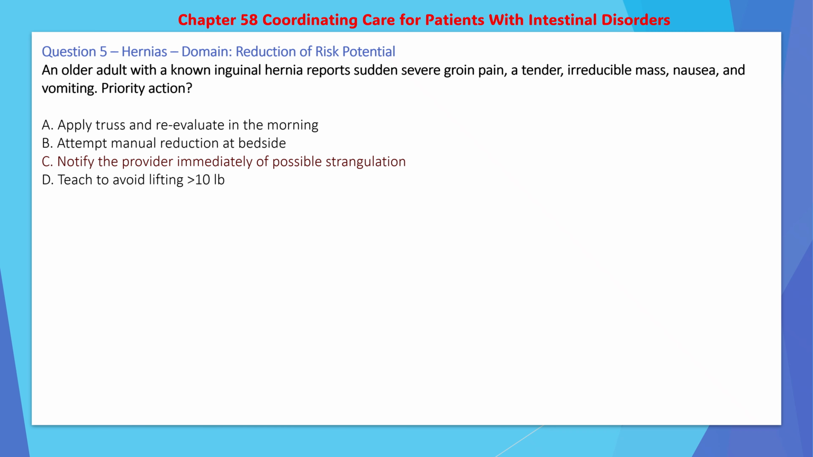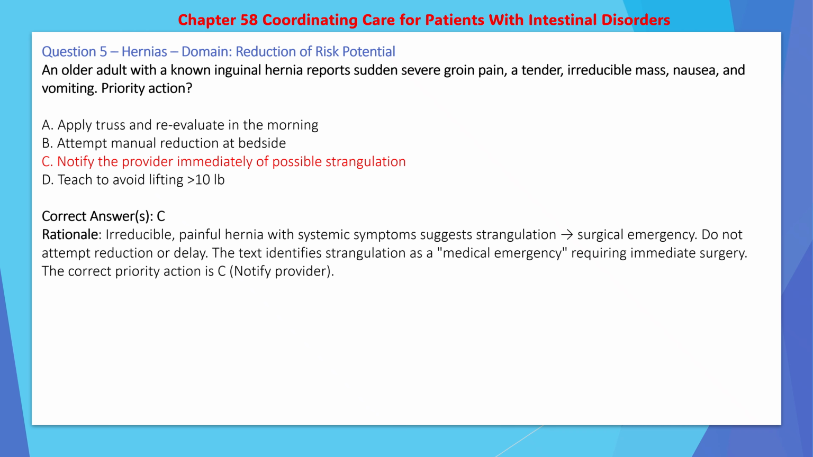So the correct answer is notify the provider immediately, because of possible strangulation. An irreducible, painful hernia with systemic symptoms suggests strangulation, which leads to a surgical emergency. Do not attempt reduction or delay. The text identifies strangulation as a medical emergency requiring immediate surgery. The correct priority action is C, notify the provider.